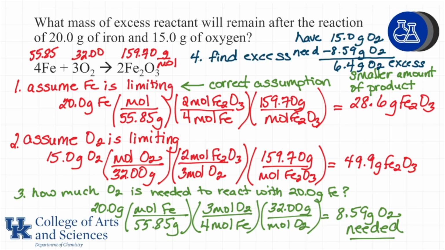So when this reaction occurs, all the iron is going to be used up. Some of the oxygen will be used up, and we will have 6.4 grams of oxygen left over at the end of the reaction, along with our 28.6 grams of Fe2O3 that we produced.